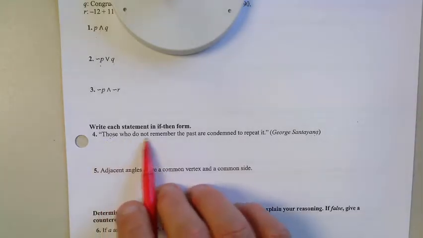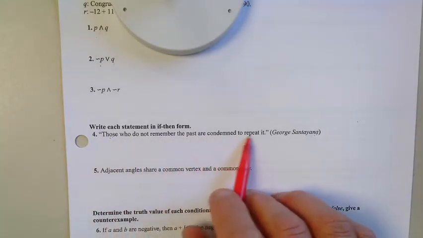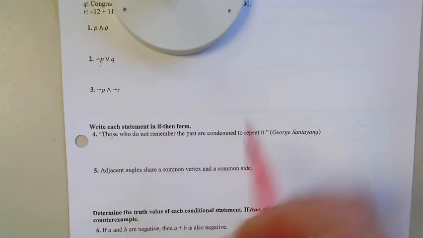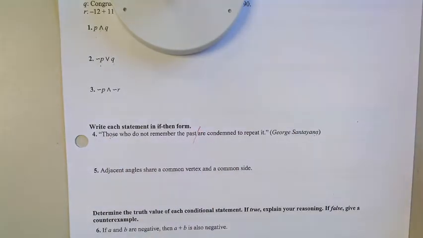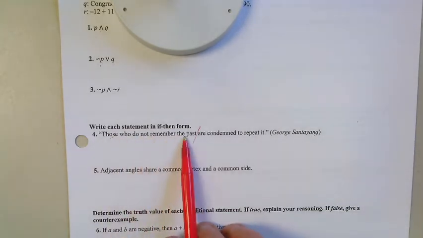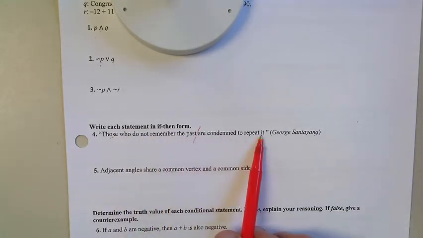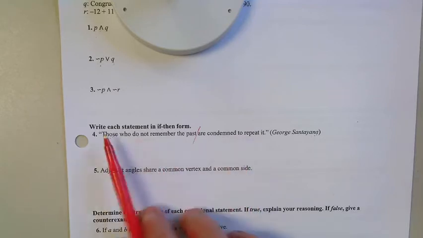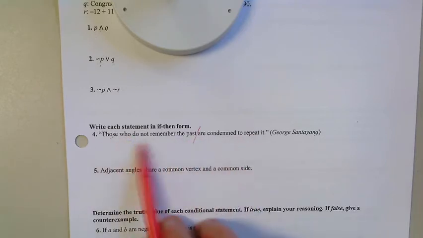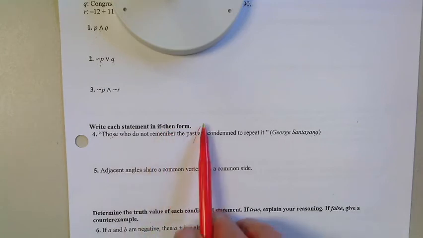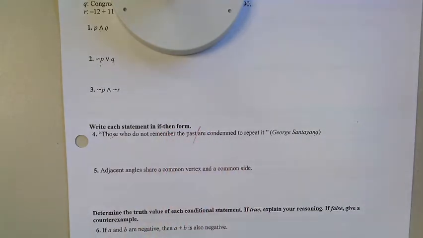So those who do not remember the past are condemned to repeat it. And so as I think about it, right here is the break, okay? So I'm going to say something like this. If you don't remember the past, then you are condemned to repeat it, okay? So again, when we state a conditional statement, an if-then statement, wherever there's a pause, I like to go ahead and put a slash in, and that's where I'm going to transition from the hypothesis to the conclusion, okay?